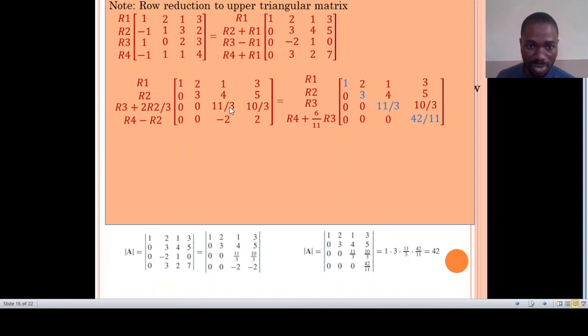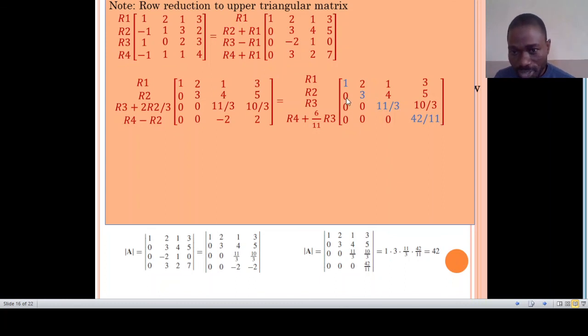If we do that, we know here we have 2 already. So this is going to give me 2 here. 6 over 11 multiplied by 11 over 3 is going to give me 2. I can now say 2 minus 2 plus 2, making 0. And don't forget to do this one also. You can now say 6 over 11 multiplied by 10 over 3. If we add the two together, you're going to get 42 over 11.